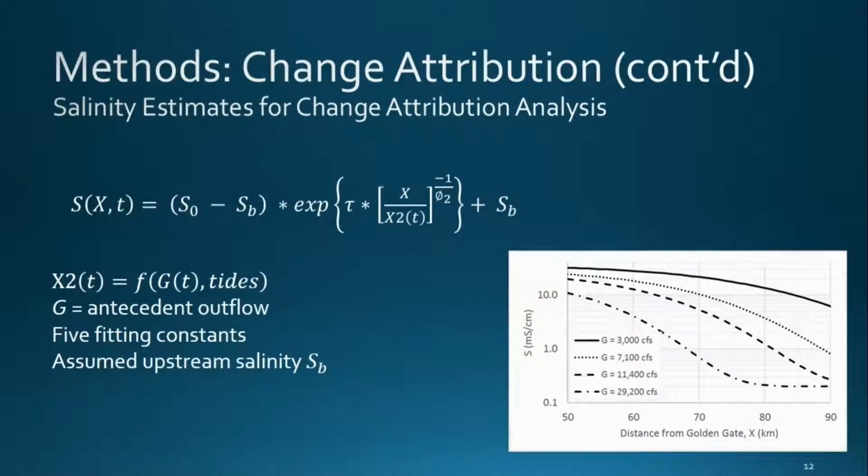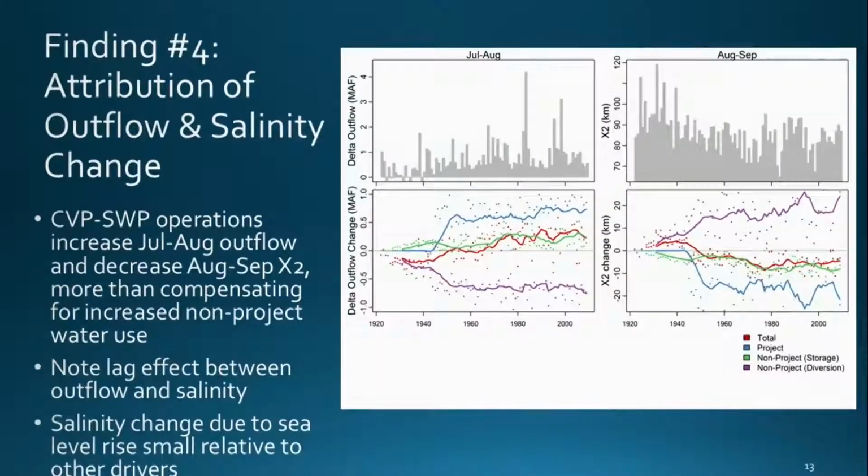I'm not going to say much about this. John talked about this. We used the model that John talked about previously, which is salinity as a function of delta outflow and tidal conditions. And John actually showed a chart like this. There's a lot of information here. This is really finding number 4. It's really attributing change to different drivers.